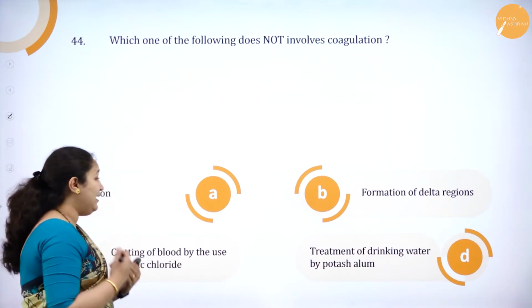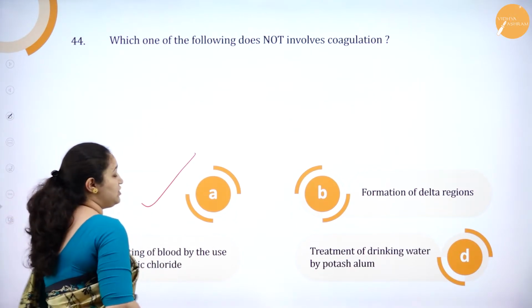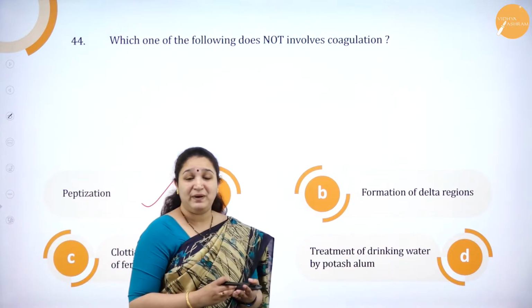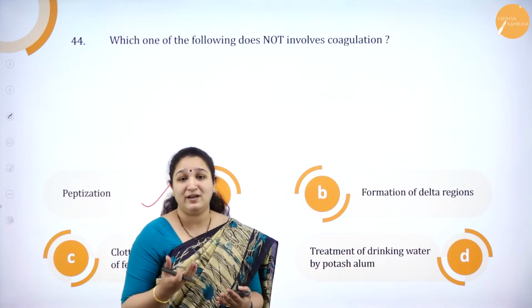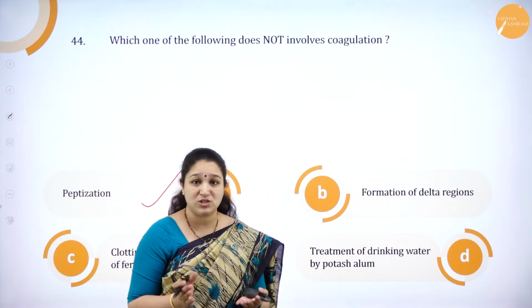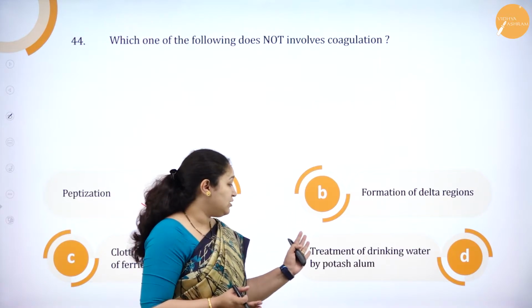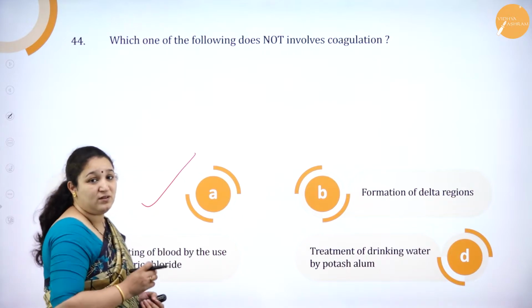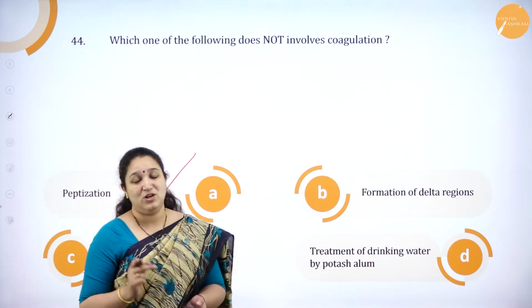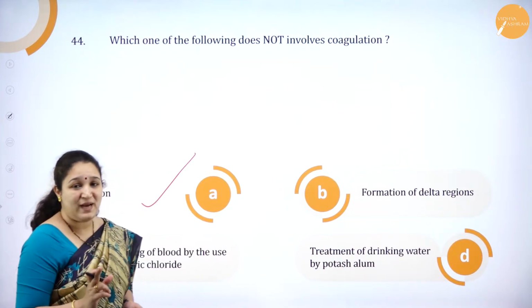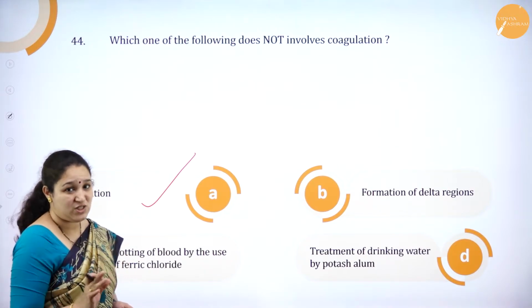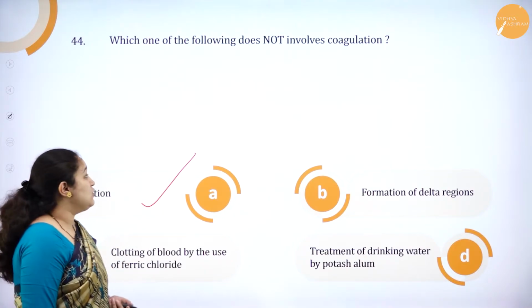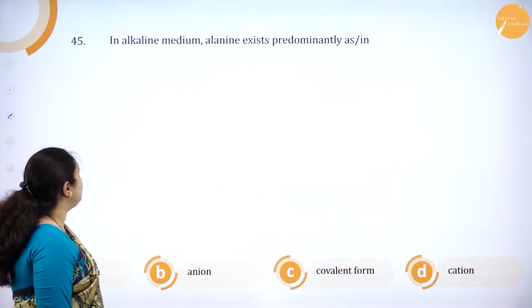Here, only answer is peptization. What we are doing? Precipitate we are converting into a colloidal solution. There coagulation is not happening. Delta region or purification of water or clotting of blood involves coagulation. So it is option A, peptization, in which coagulation does not occur. Okay. So we'll go to the next question.